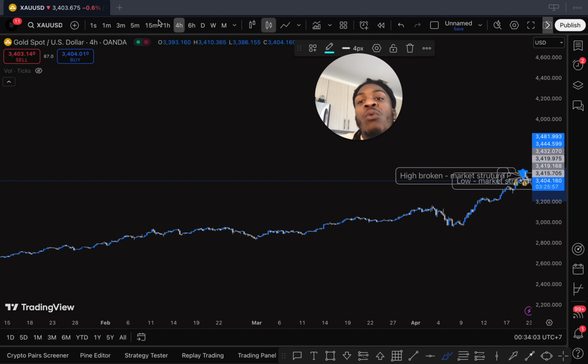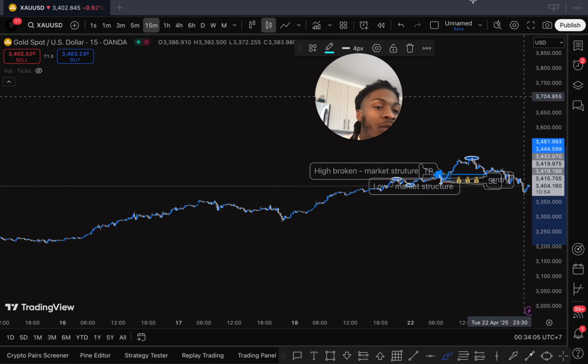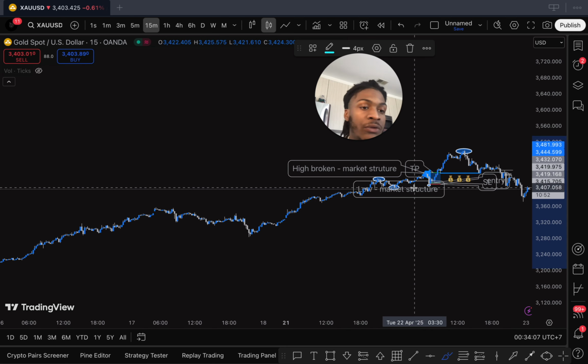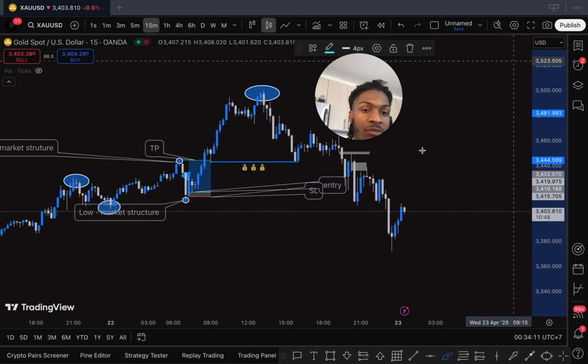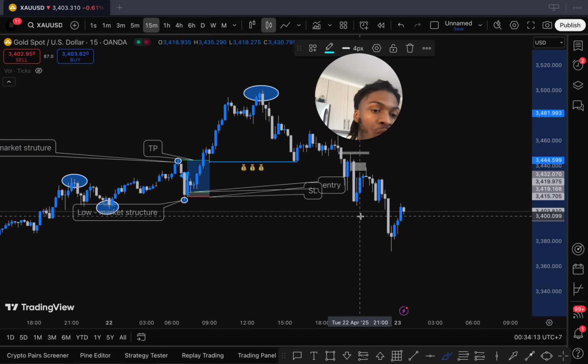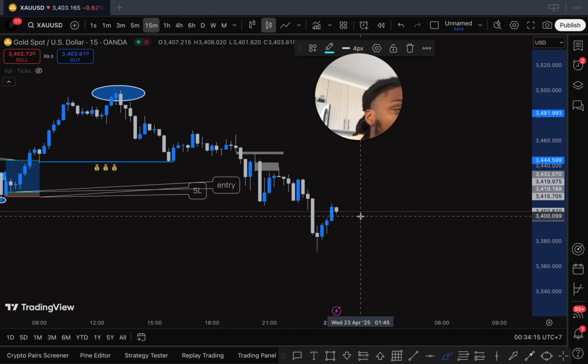So the 4 hour and the 1 hour are typically what I like to use. It's mainly the 1 hour. The 1 hour is like the daily to me on gold. And yeah, right now gold is in a bearish trend. Gold will be in a bullish trend again, because long term gold is bullish.